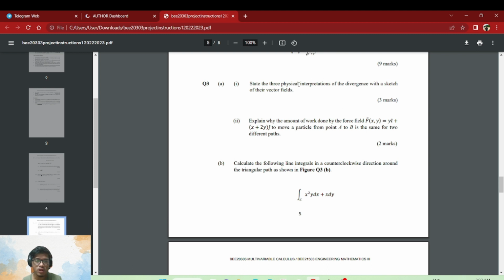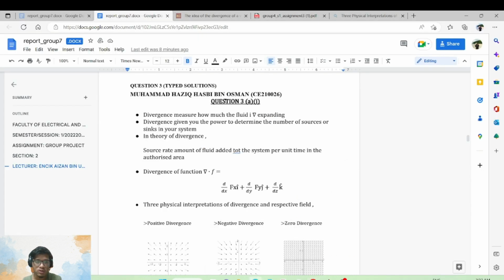So for question 3A, it is not necessary to use the MATLAB method. For question 3A, we have to state the three physical interpretations of the divergence and explain the amount of work done by the force field F. For 3A part 1, state the three physical interpretations of divergence with a sketch of the vector fields. So this is the answer for question 3A1.